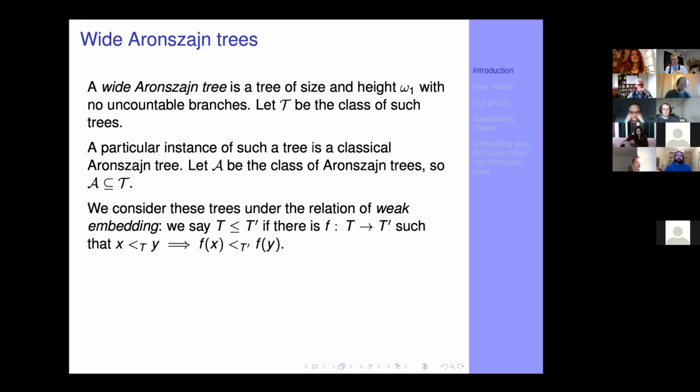So we say that the tree T is weakly embeddable into the tree T prime if we can find a function f from T to T prime which preserves the strict order. So you see in such an embedding, there is no requirement that the embedding is injective. Two points that are incompatible to each other could well go to the same image. But such a function is injective on branches. So such an embedding preserves branches of the tree. So somehow you can think of this notion as saying that the branch structure of T prime is at least as complicated as the branch structure of T.